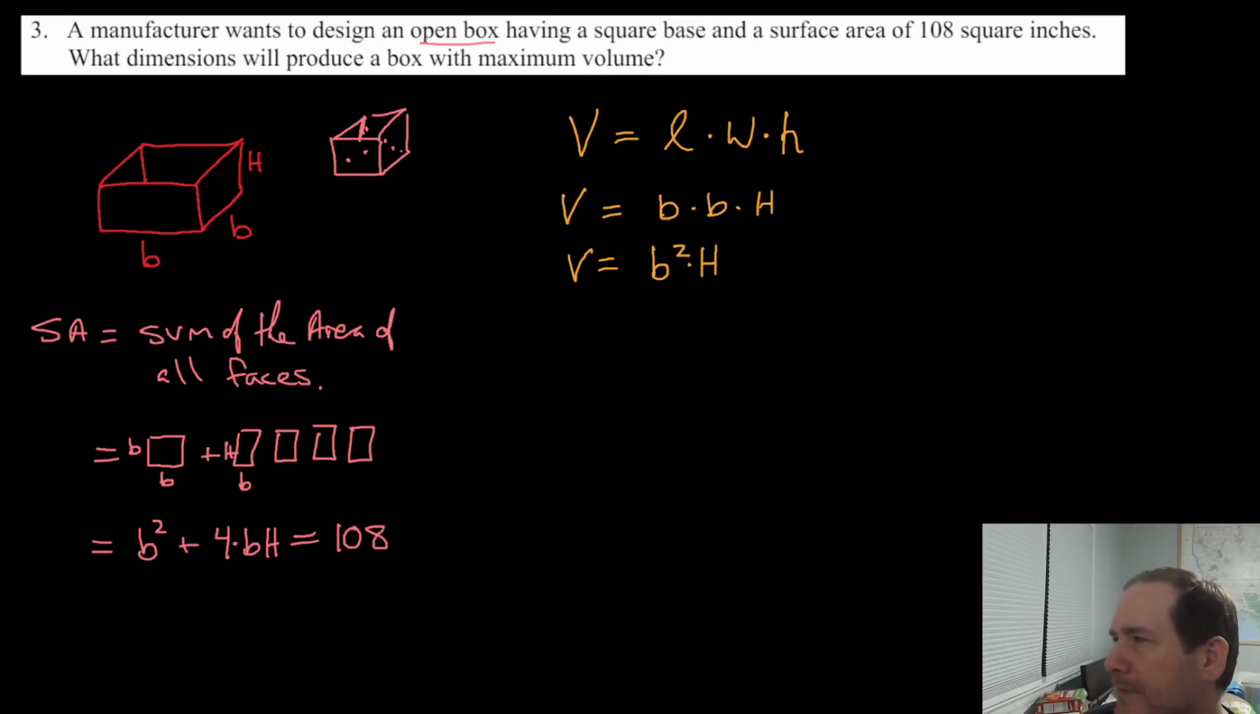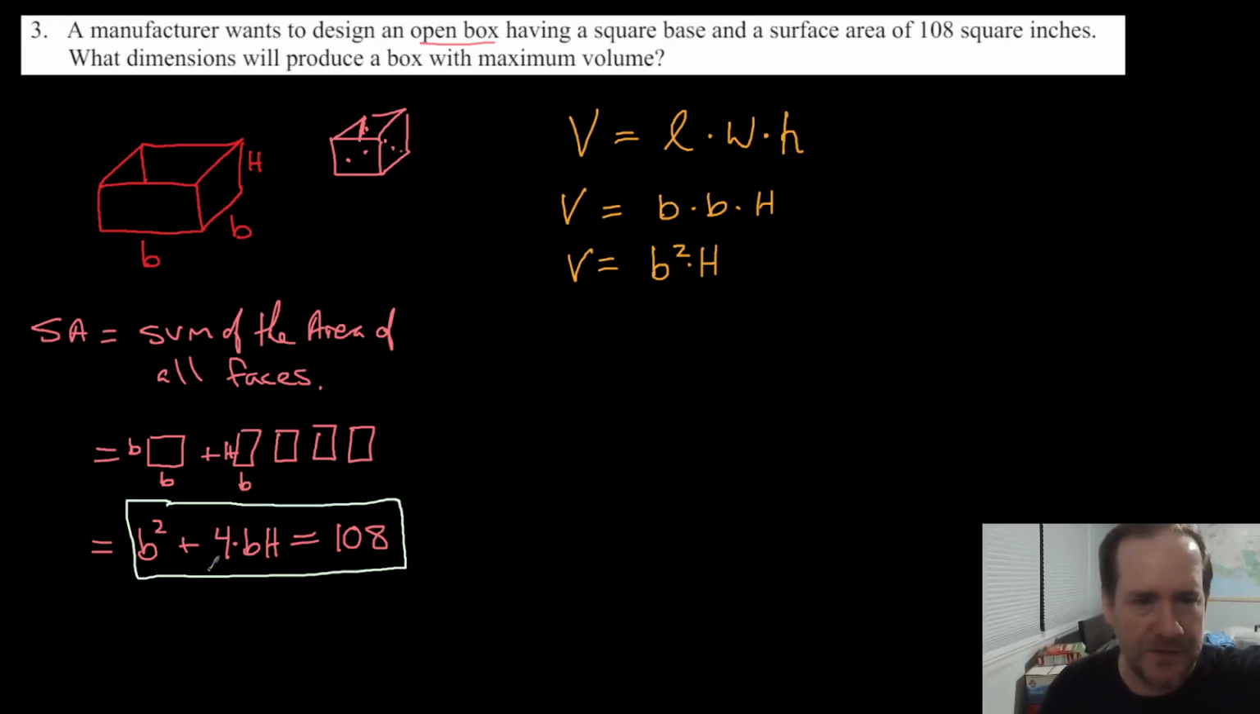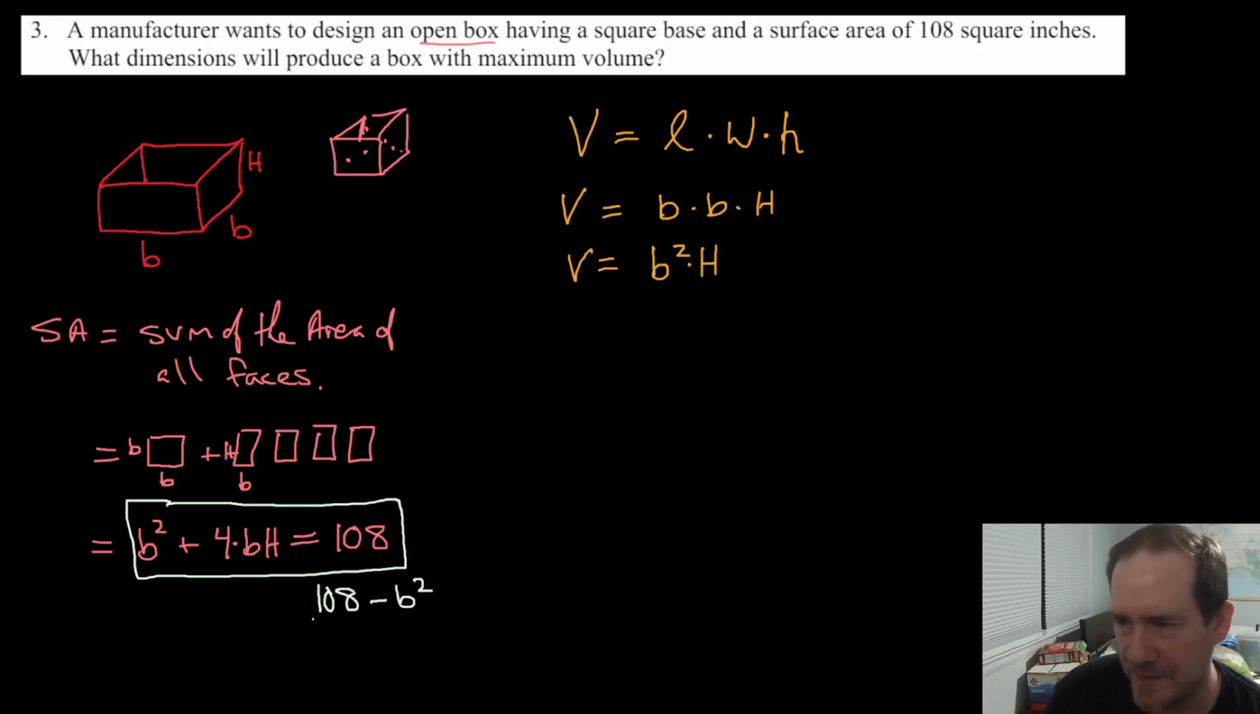Since the formula that I'm trying to optimize up here has base and height in it, we would want to solve this surface area expression either for b or for h. We really can't solve it for b, because there's a b and a b squared, so trying to isolate b would not work out great. Solving for h is much easier: you just subtract b squared from both sides, so you'll have 108 minus b squared.